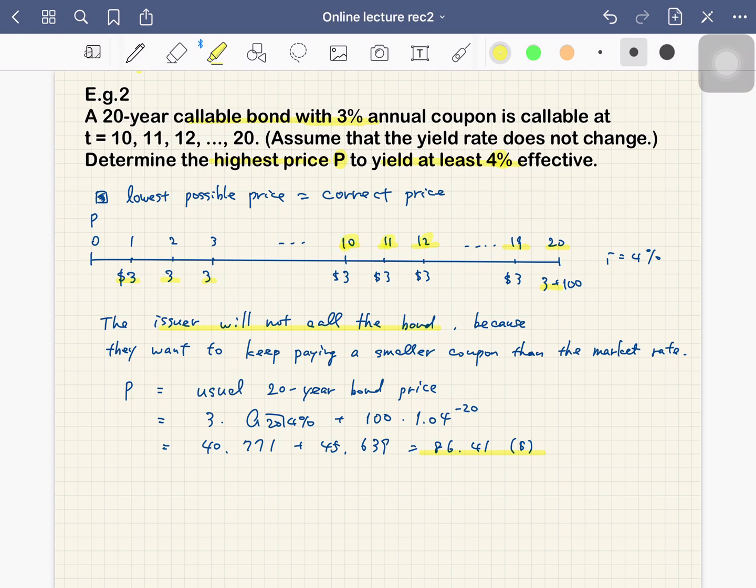In the real world, the yield rate changes over time. So if the yield rate goes down to 2% or 1%, the issuer may call the bond in the middle. For example, if at t equal to 20 the yield rate goes down, then the issuer may call the bond. So usually this kind of contract is still beneficial for issuers. But in this problem, we simplify the situation and assume that the yield rate doesn't change, so this argument holds. Okay, so this is the example.